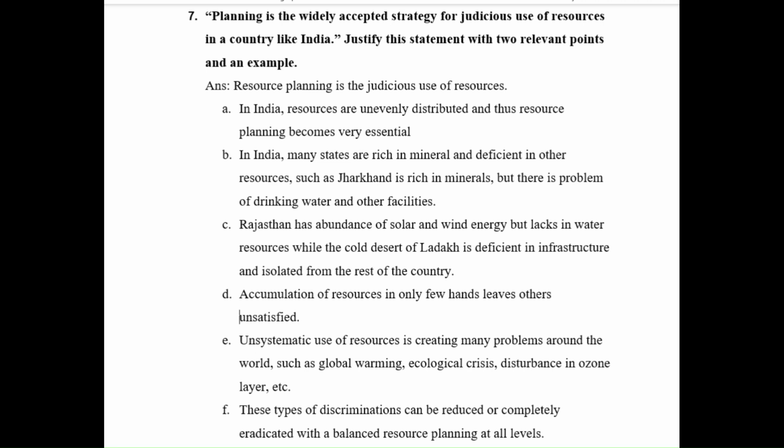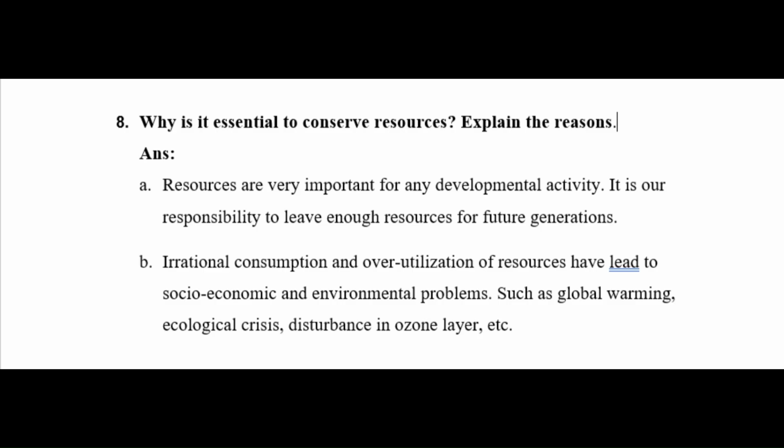C. Rajasthan has an abundance of solar and wind energy but lacks water resources, while the cold desert of Ladakh is deficient in infrastructure and isolated from the rest of the country. D. Accumulation of resources in only a few hands leaves others unsatisfied. E. Unsystematic use of resources is creating many problems around the world, such as global warming, ecological crisis, disturbance in ozone layer, etc. F. These types of discriminations can be reduced or completely eradicated with a balanced resource planning at all levels.